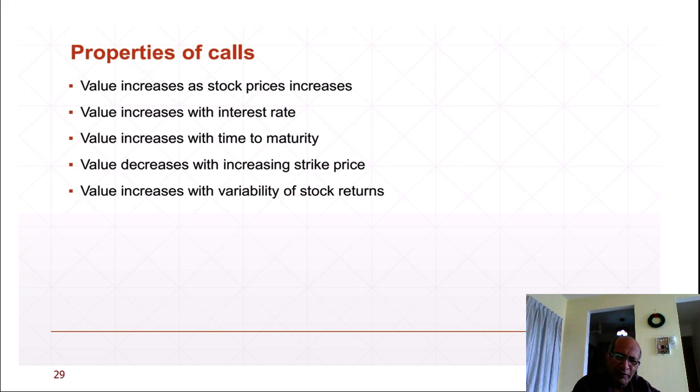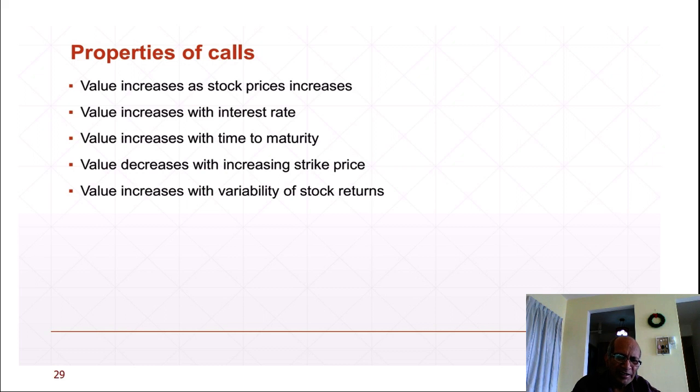Okay, let us revise back. Can you remember in week 6 we studied the properties of a call? What affects the call prices? Value increases as stock price increases. When S0 keeps increasing, the call option price will also increase. Call option value will increase with the interest rate. The higher the interest rate, the higher the call option premium price. Value also increases with the time to maturity. The longer the time to maturity, the higher the value.